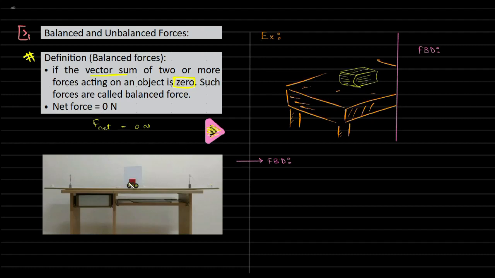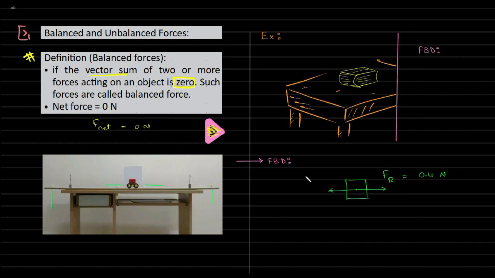So what is the setup? I have a toy car that is attached to a thread, and the thread is attached to a set of weights. So these two weights, when hung down, would pull the cart, and in this case it's pulling with the same force. That is, if I represent this with an FBD, a free body diagram, there are two forces acting, one acting to the left and another acting to the right. So this is a force to the right, and this is equal to 0.4 Newton.